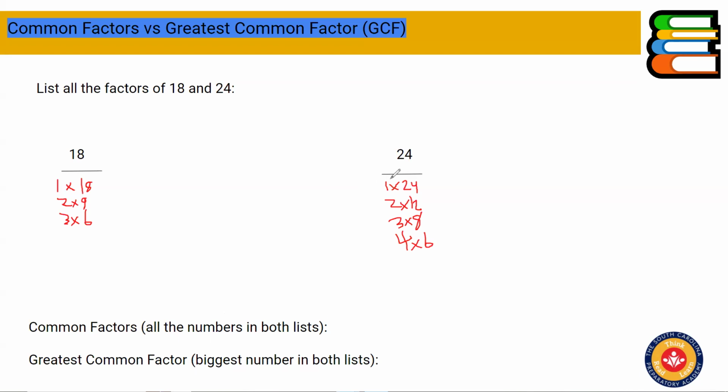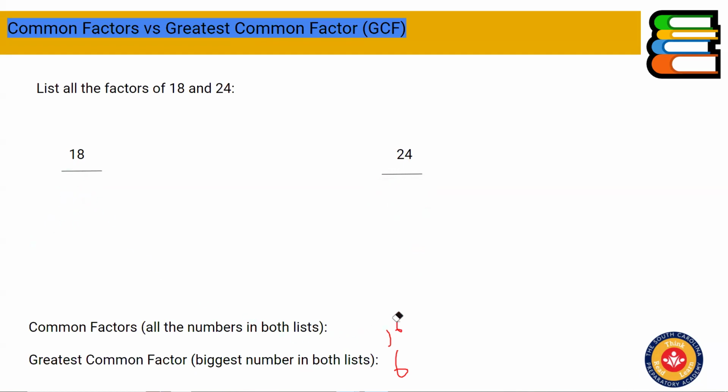All right, common factors means all the numbers that are in both lists. So that's 1, 2, 3, and 6. What you would do if I said put common factors is 1, 2, 3, and 6. Greatest common factor is the biggest number in both lists, so that's 6. So if I ask for the GCF, that is 6.